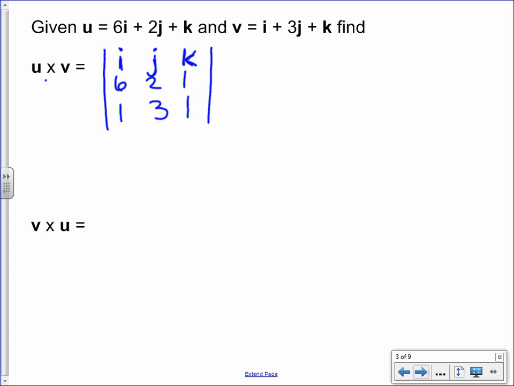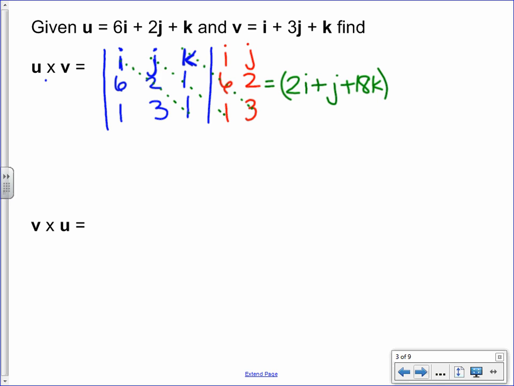Okay. So now we need to evaluate this like our 3 by 3 determinant. All right. So we copy paste the first two columns. We're going to do criss minus cross here. So what is this product? 2I. What's this product? So plus J. What's this product? Plus 18K. All right, so there are our three products with our diagonals going down.